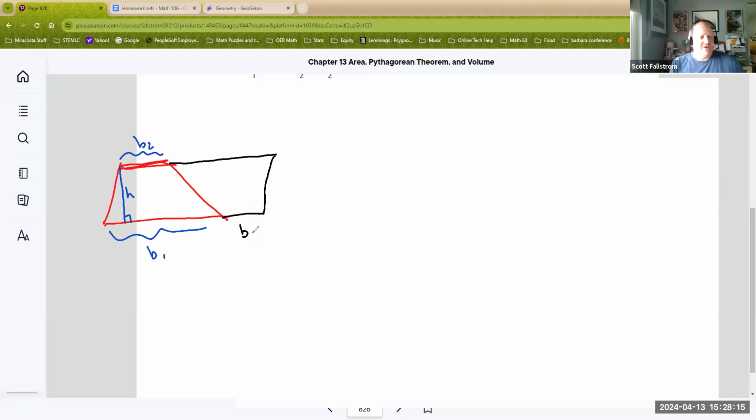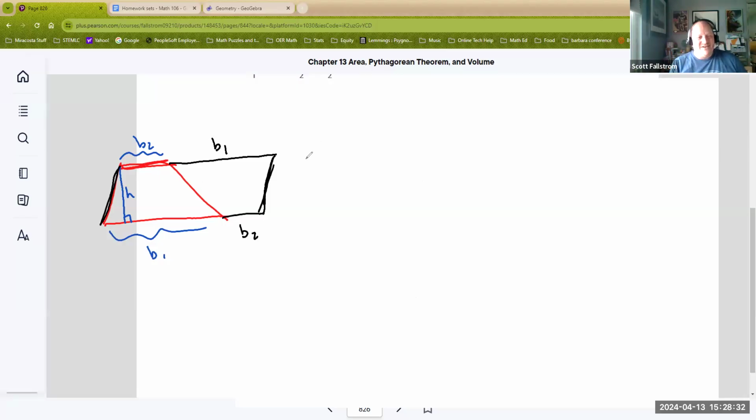See it? So this becomes base 2. This is base 1. The height stays the same because they're parallel. But look at the shape. This is a parallelogram, right? It's parallel, and the opposite sides are congruent.